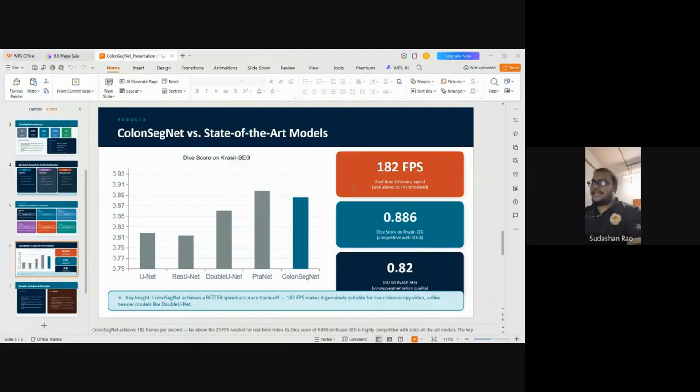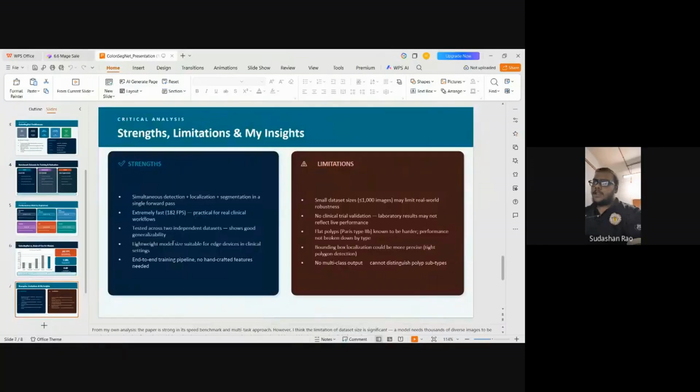Okay, let's go to slide 7, which is the strengths, limitations, and my insights about it. From my own analysis, the main strength is performing detection, localization, and segmentation together in one forward pass. This reduces pipeline complexity and latency significantly. So the 182 frames per second result is a genuine practical achievement. Most research papers ignore the speed constraint entirely.